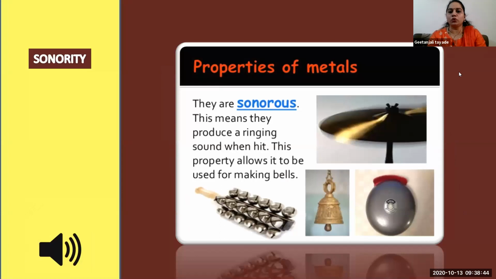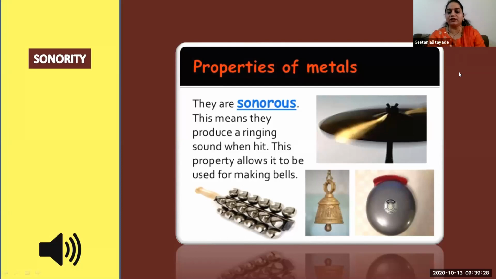Then the next is what? Sonority. Sonority means producing a sound, a ringing sound. So metals produce a ringing sound. When you beat any metal or any utensil in your house with a wooden stick or even a spatula, you will get a ringing sound. You know? If you beat it, ting, ting, ting. Our school bell is made up of metal, bronze. The gungru we wear is made up of copper, because it has the property of sonority. Sonority means they produce a ringing sound. That is the property of metals.